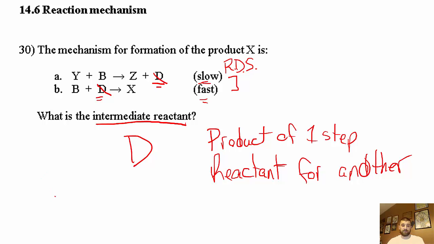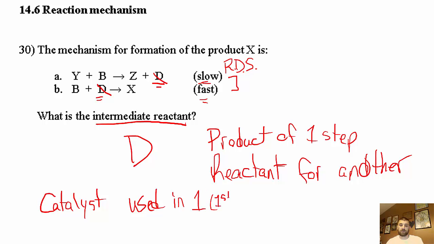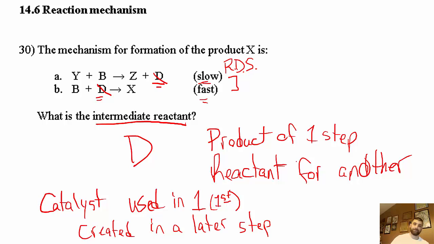A catalyst is used in one step first and then created in a later step. So you're not losing any of it. That would be a catalyst.